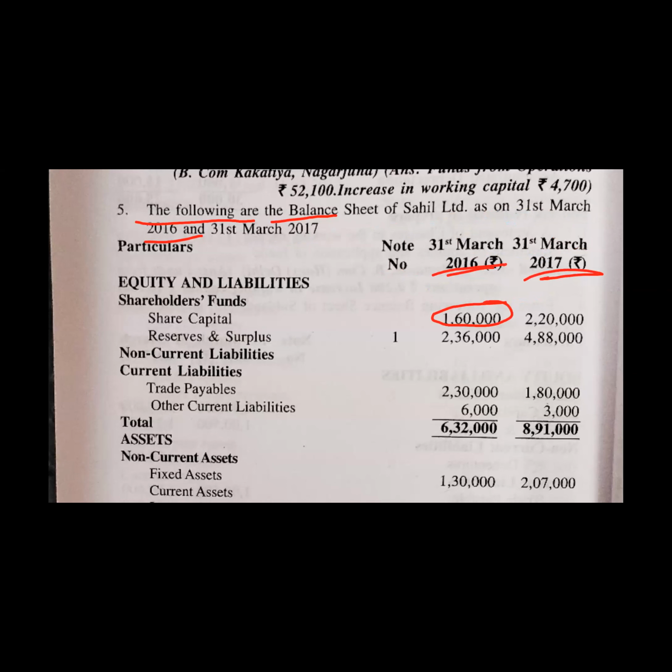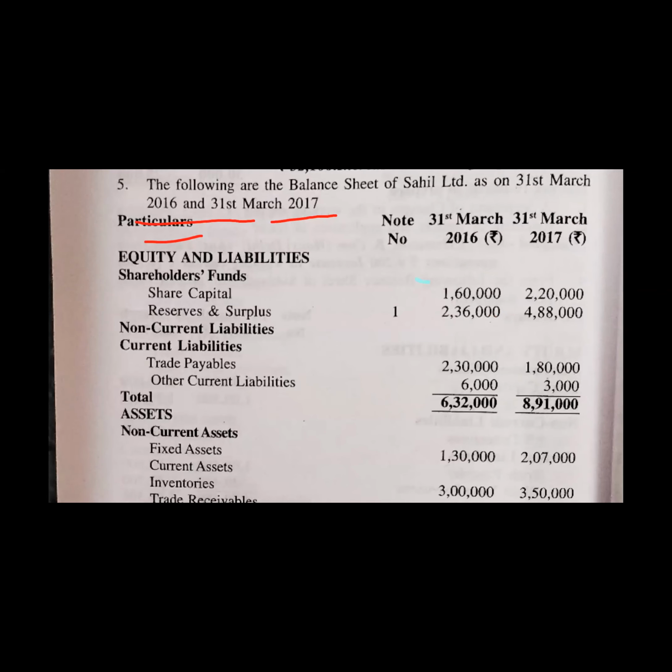Is there an increase or decrease in the share capital? Is it increased or decreased? If it is increased, it will be called a source. Issue of shares will be a source. So how much has it increased? 60,000 it has increased from 2016 to 2017. Reserves and surplus, leave it, put a star mark and write FFO. We will do it later.